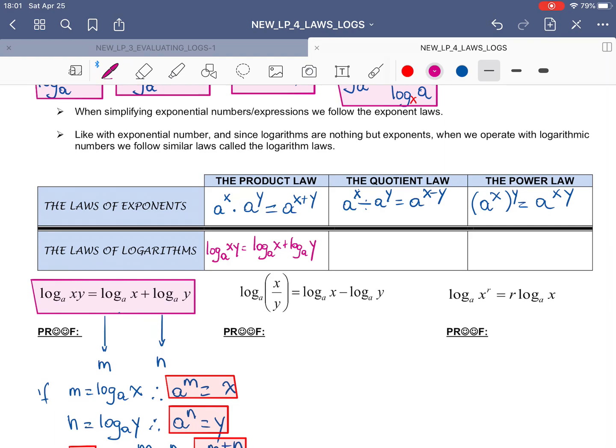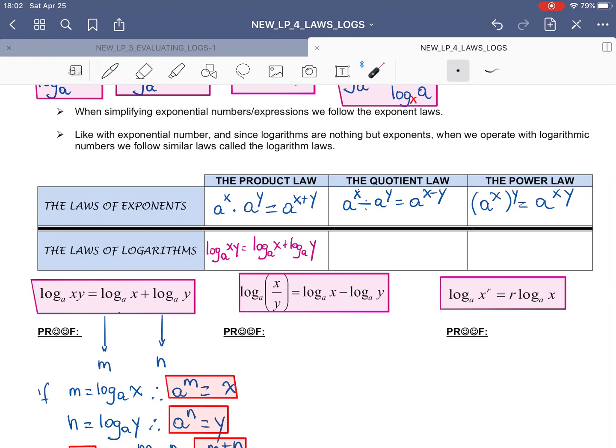Okay, so the next property, which is the next law, is what we call the quotient law. It's easier to prove if we go over the power law first. So I'm going to move on to the power law, which is the third one for today. So what is happening here? What we have here is log with base a of x to the power of r equals r log with base a of x.